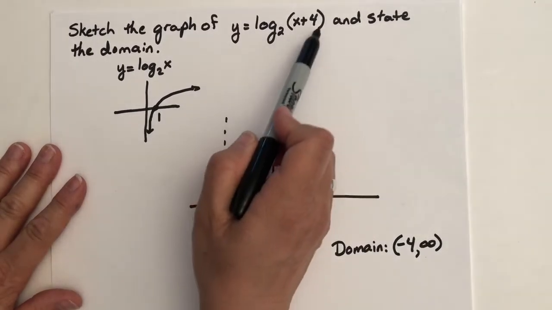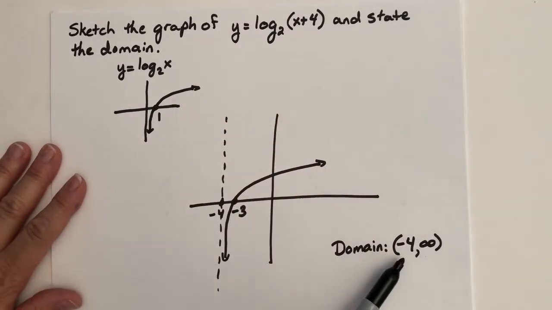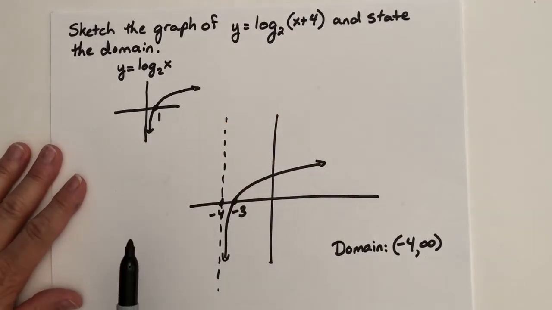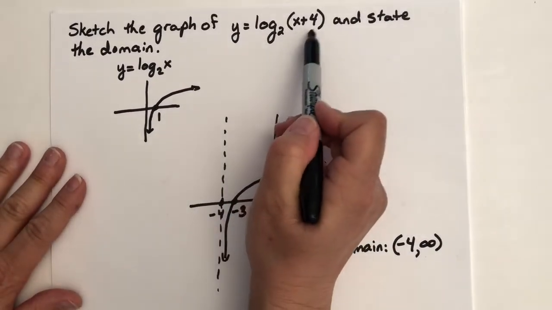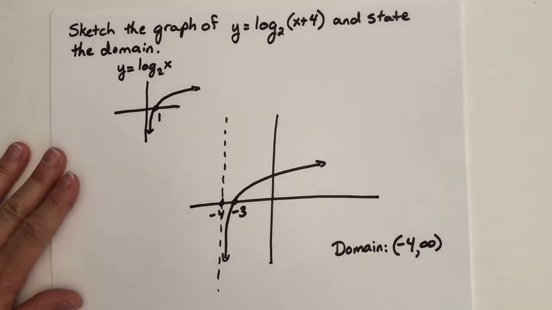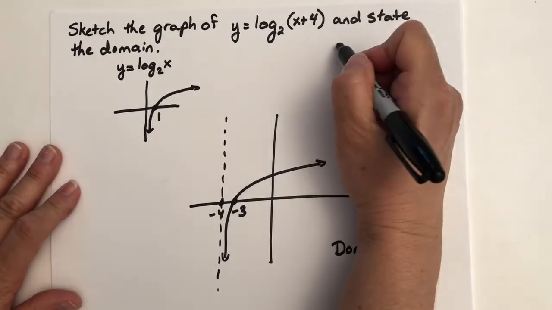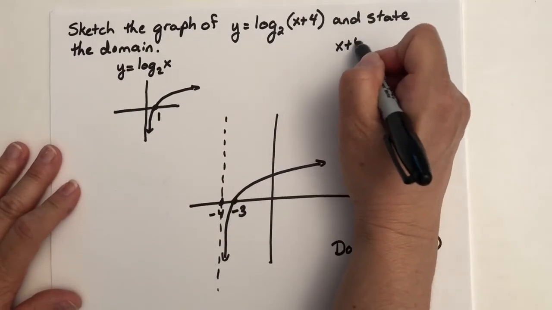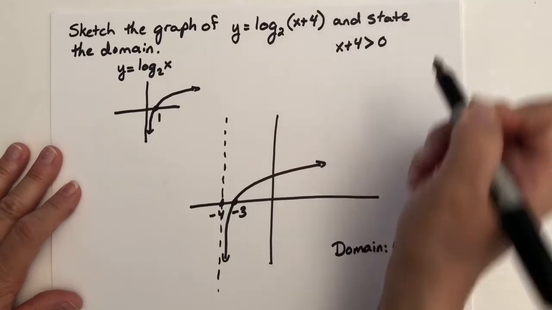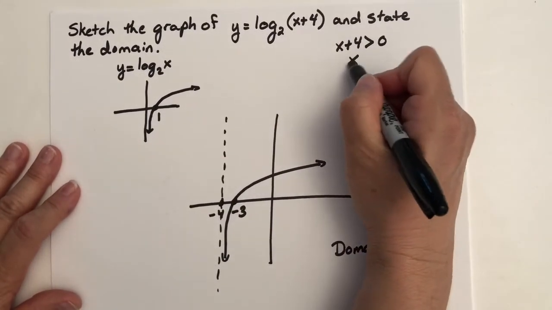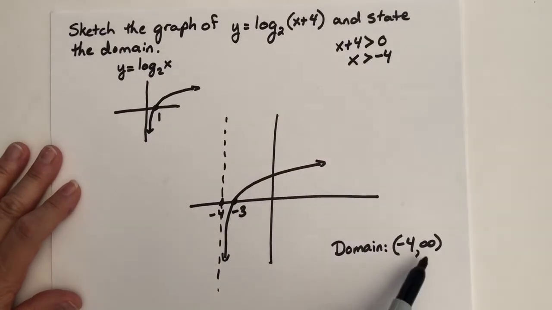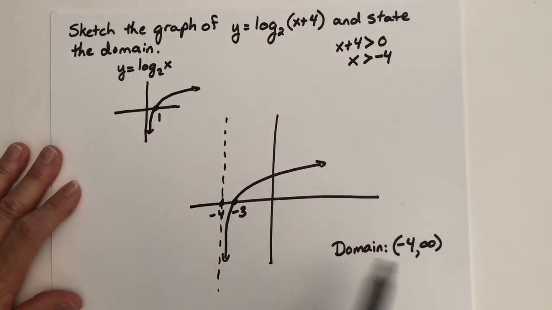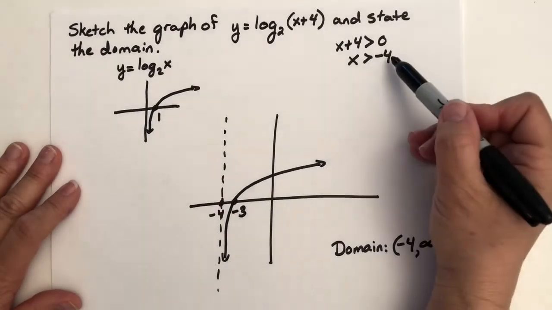Compare that to this equation. How would we get to this algebraically? Well, remember when you're taking the logarithm, the argument, that's this part, has to be positive. So we could have solved x plus 4 is greater than 0. Subtract 4, we get x is greater than -4, and that in interval notation is -4 to infinity.